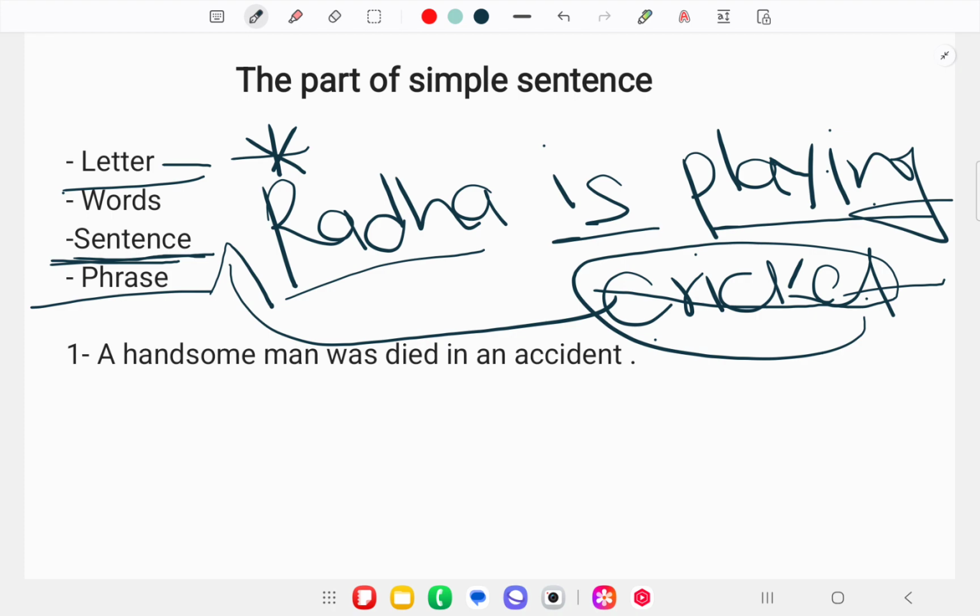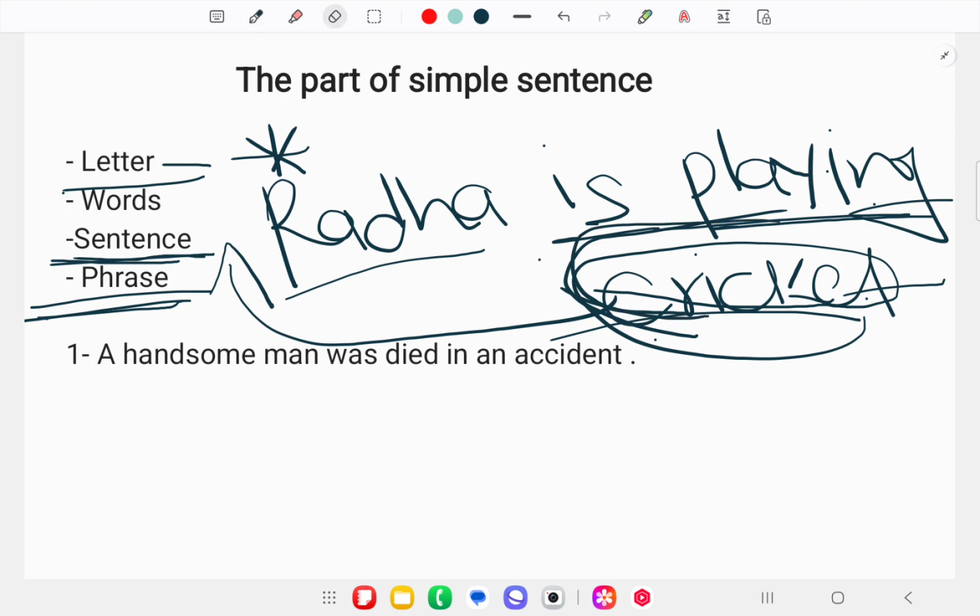Okay, and next is the phrase. A phrase means that when 2 or 3 words combine with each other and give meaning, like playing the cricket. This is a kind of phrase, and this gives meaning, so this is known as a phrase.